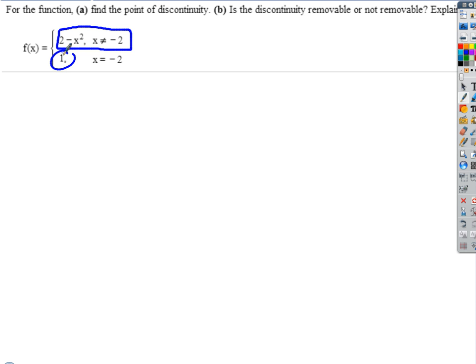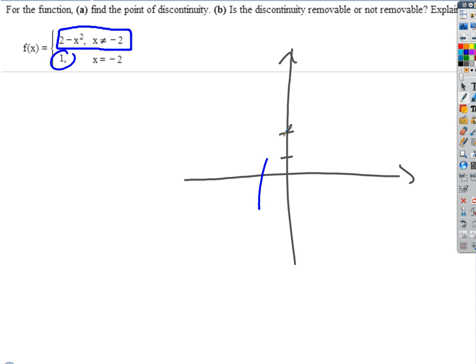We've got this function. If we graph this thing, maybe you can see it easier. 2 minus x squared is just an upside down parabola hoisted up 2, right? So we've got something like that, right? Not a very good parabola, but you get the idea. So at x equals -2, where's that going to be? Somewhere like right down here, let's say.